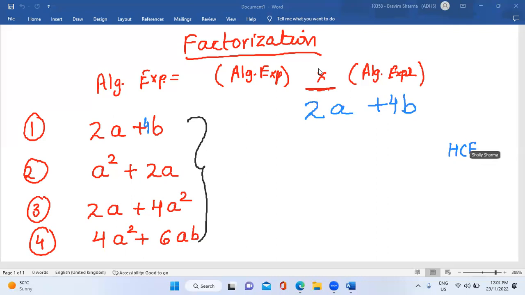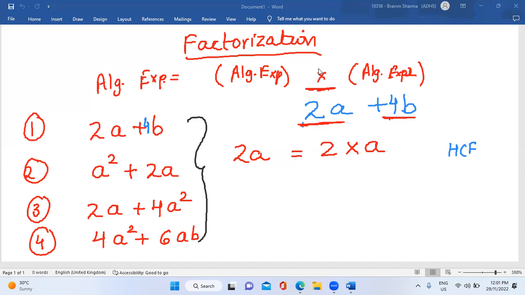Now we can see that in this expression there are two terms, and those two terms are one is 2a and another is 4b. So if I write the first term 2a, I can write it in expanded form as 2 times a. This is just for the beginners I am explaining. When you are good with this concept, you can do it directly without writing in the expanded form. It is just for the sake of clarity.